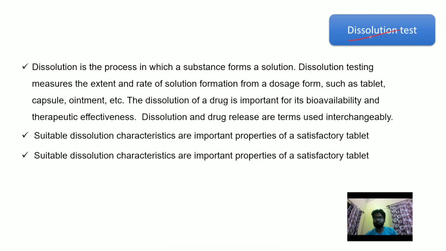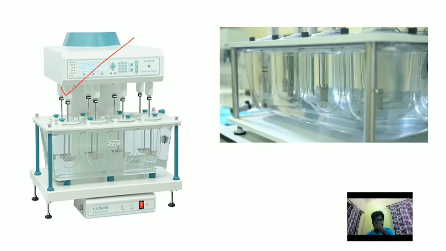Let's come to the last test, which is the dissolution test. This is a dissolution apparatus, a paddle type dissolution apparatus. You have to place the tablet here, switch on the machine, and the paddle rotates with a fixed rpm. This is a container where water is placed.